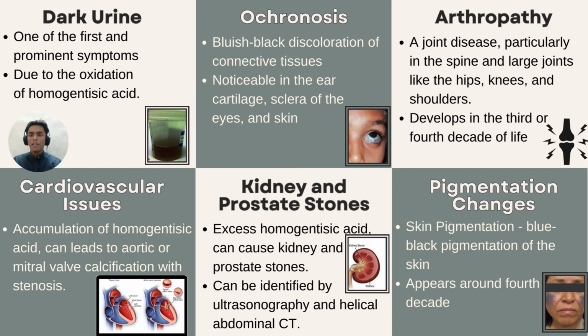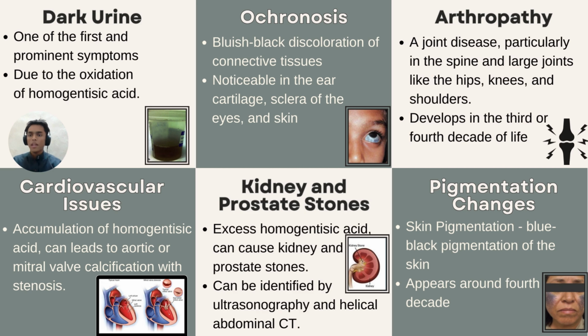The third one is osteoarthropathy. Osteoarthropathy is a joint condition affecting the spine and major joints such as the hips, knees, and shoulders. This typically develops in the third or fourth decades of life and may result in persistent discomfort and limited movement.